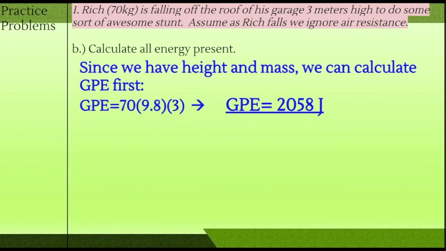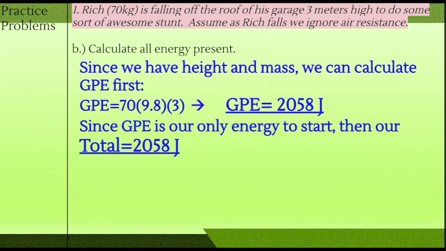Since we have height and mass, we can go ahead and calculate the GPE first. We know that GPE is equal to mass times gravity times height. If I look at my equation, the 70 kilograms right here is the mass, the 9.8 is my gravity, and the 3 is my height. I'm just going to multiply all these together, and doing so gives me a gravitational potential energy of 2058 joules.